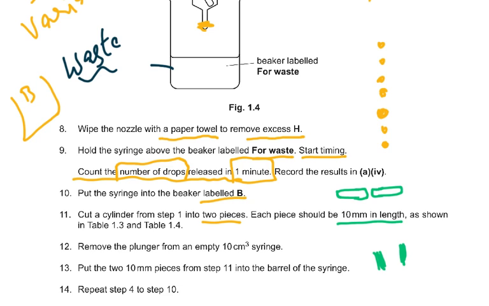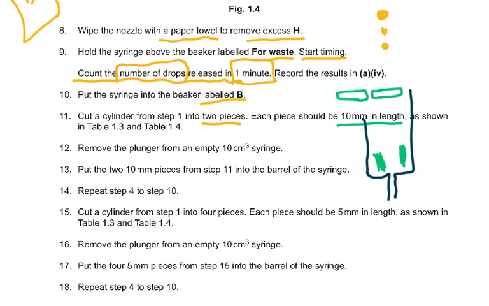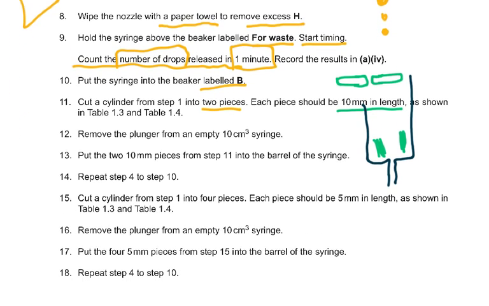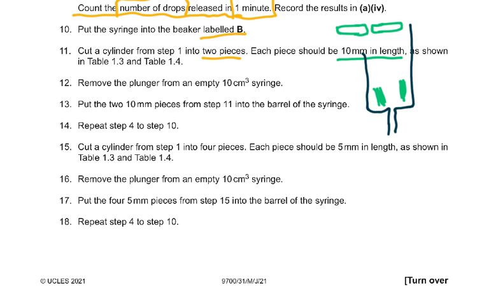Now this is the syringe. I'm just going to make it again. Now you put the 2 pieces in the syringe and both the pieces are 10 millimeter in length. The original piece was 20 millimeter in length. So put the 10 millimeter pieces from step 11 into the barrel of the syringe. Repeat step 4 to step 10. You do the same story again.